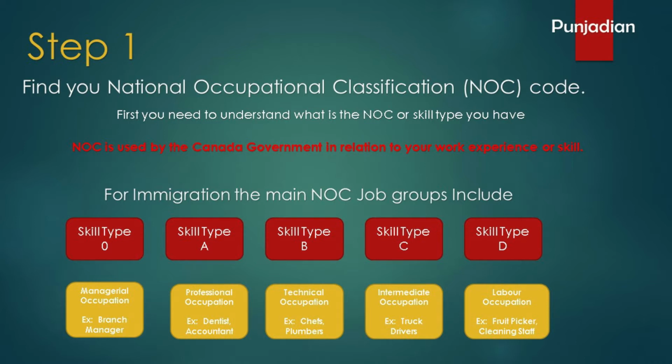For immigration, the main NOC job groups include skill type 0, which includes managerial occupations such as branch managers. The second one is skill type A, which includes professional occupations like dentist. The third one is skill type B, which includes technical occupations such as chefs or plumbers. The fourth one is skill type C, which includes intermediate occupations such as truck drivers. And the final one is skill type D, which includes labor occupations such as fruit pickers and cleaning staff.